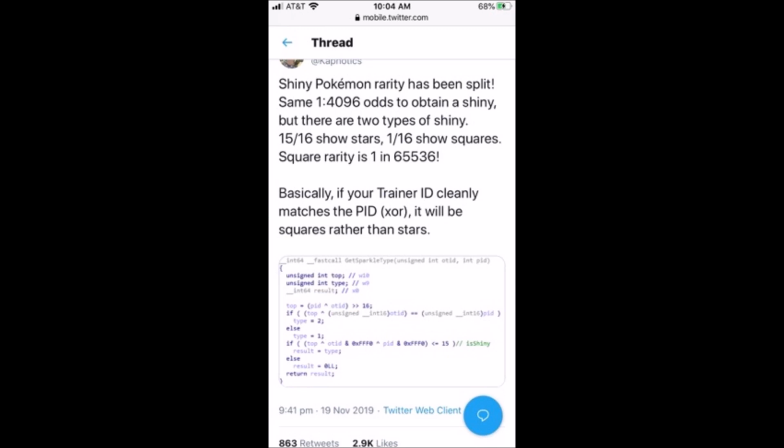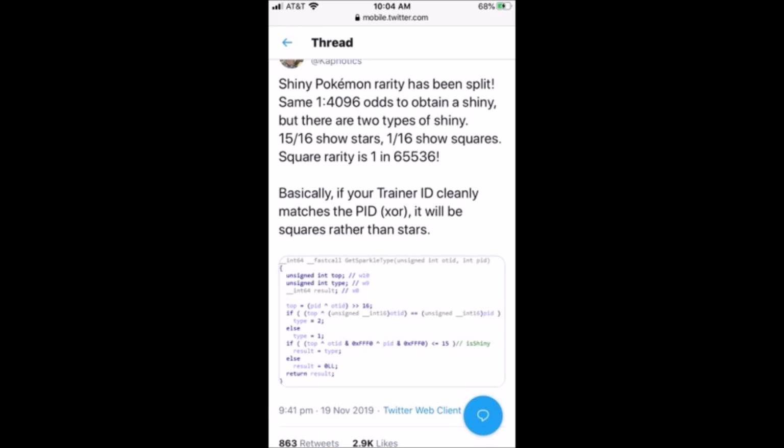basically the long and short of it is that they are determined by your ID and the PID of the Pokemon. But to go into Kurt's tweet, and he's a very well-known data miner, he says here that shiny Pokemon rarity have been split, same 1/4096 odds to attain a shiny, but there are two types of shiny. 15 out of 16 show stars, 1 in 16 show squares. Square rarity is 1 in 65,536. Basically, if your ID cleanly matches the PID, it will be squares rather than stars.